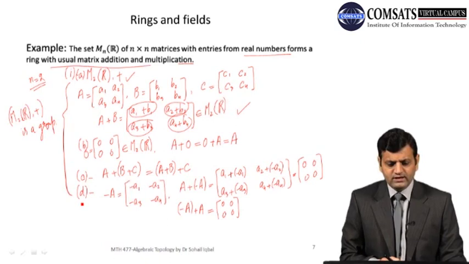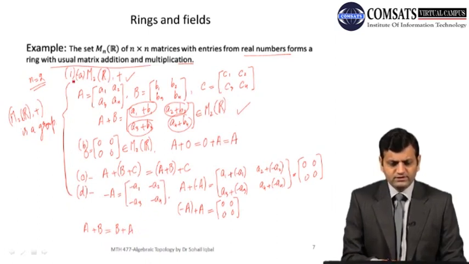Now we also need another condition, that this operation of addition should be commutative as well. And once again, it's an easy exercise to see that A plus B is equal to B plus A. Take A to be this and B to be this matrix, and add them, and then basically the commutativity of addition in the set of real numbers implies this condition. Okay, so the first condition of the ring is satisfied.